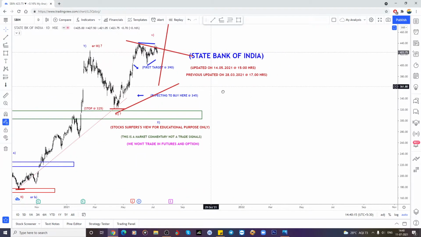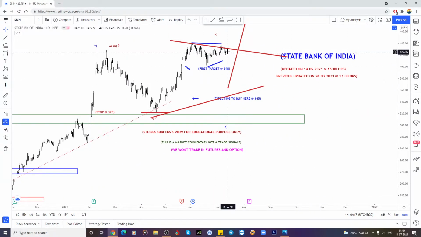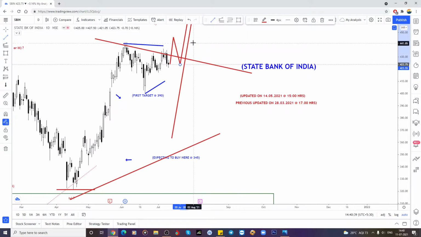So here I need one more wave for A, B, C, D, E. So it could be in a 5S triangle. So 1, 2, 3 and 4th is a triangle, or it could make one more. I think it already reached this zone of 38.2 zone. So it could make one more high like this, and then again one more high is also possible, like this kind of for the irregular flat.